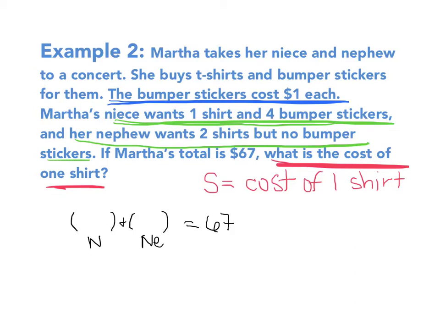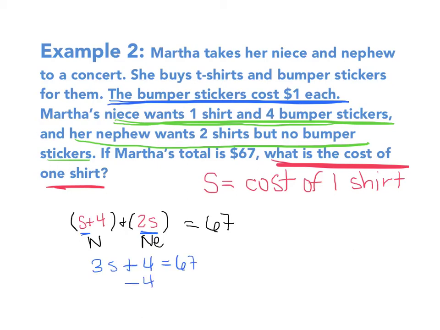Now her niece wanted 1 shirt and 4 bumper stickers. The bumper stickers are $1 each, so I know the total cost for bumper stickers was 4. So I'm going to say the cost of a shirt plus 4. And then I also know her nephew wanted 2 shirts but no bumper stickers, so that's like 0 for the bumper stickers. I don't have to put it there. But there are 2 shirts. And now I have an equation. S plus 4 plus 2s equals 67. Well, I can combine my like terms right here and here for 3s plus 4 equals 67.